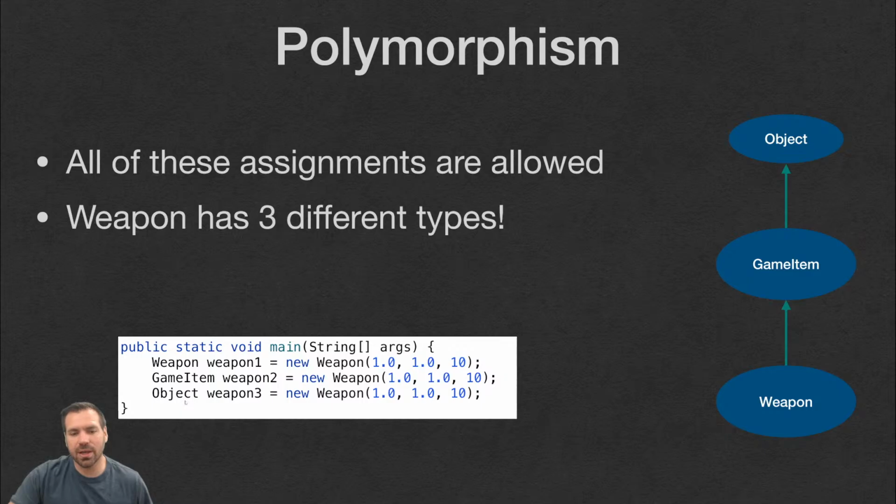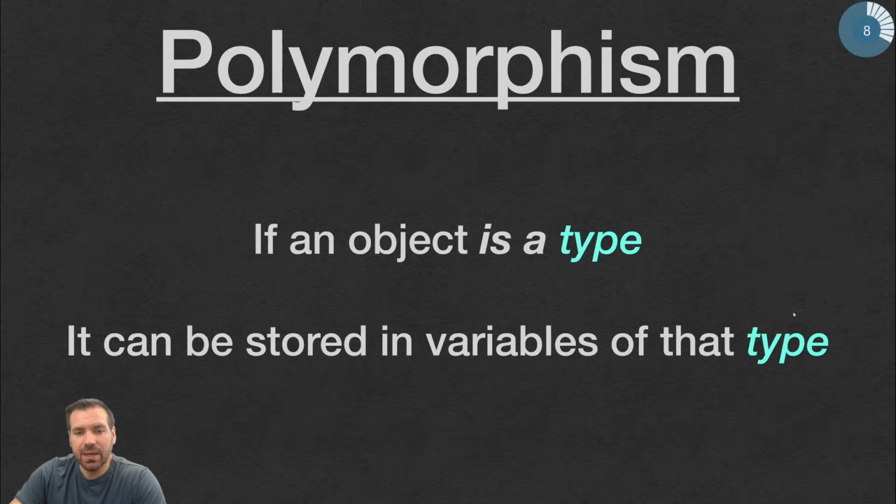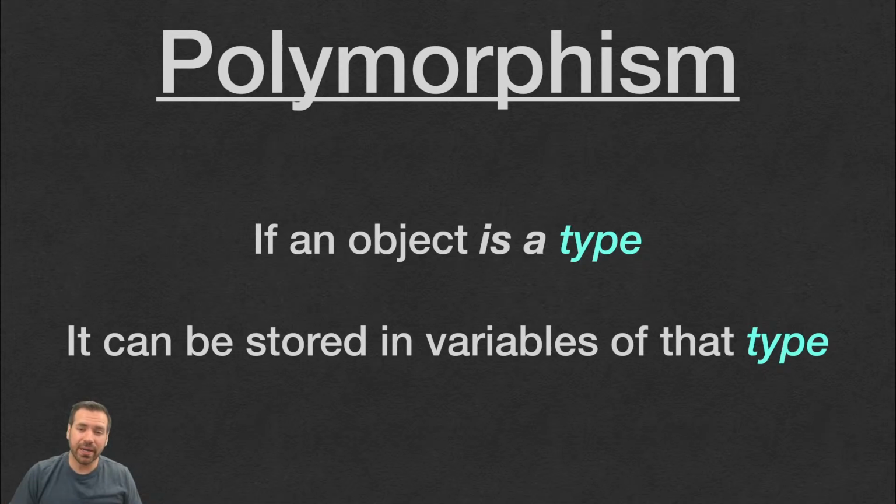You can do this. You can do this all day. Perfectly fine thing to do. And you can go to the other type. Weapon has many forms, 3 different forms. It can also be stored in variables of type object. So if you wanted to store your weapon in a variable of type object, you're more than welcome to do that. Because of polymorphism, you're allowed to do that. You extended object, you can store your object in variables of type object. A perfectly fine thing to do. So if an object is a type, if it inherits from that type either directly or indirectly, it can be stored in variables of that type. That's polymorphism. That's what we're talking about.